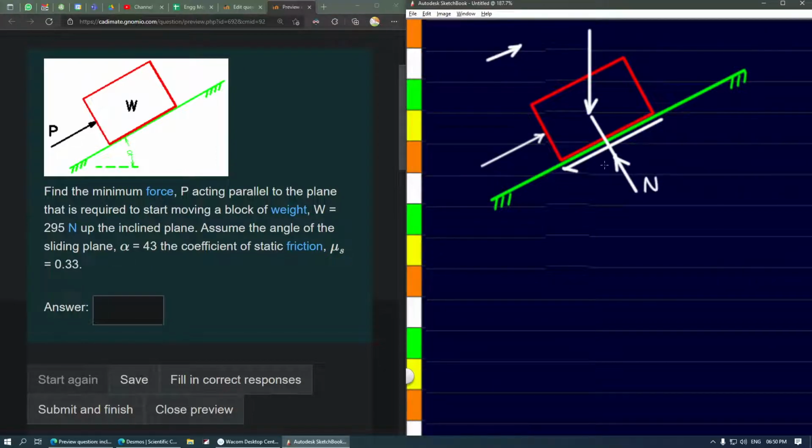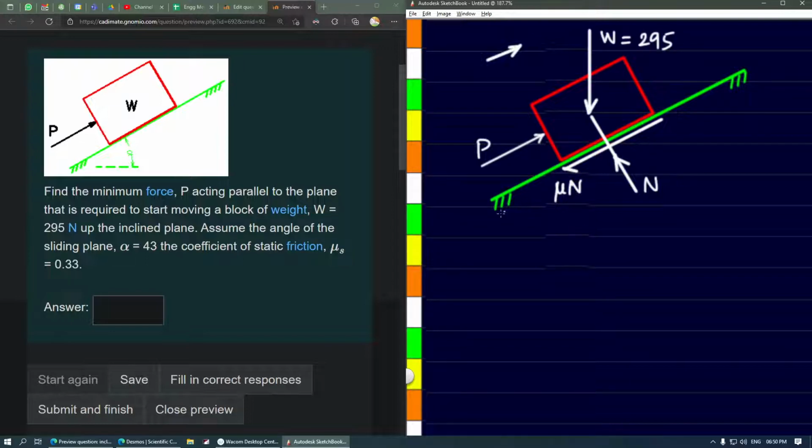So this is the normal reaction. Friction is mu times N. This is the force that we're supposed to find, and this is the weight of the block. So now in the question some data is given. You can see W has been given as 295, so that value we have to use here.